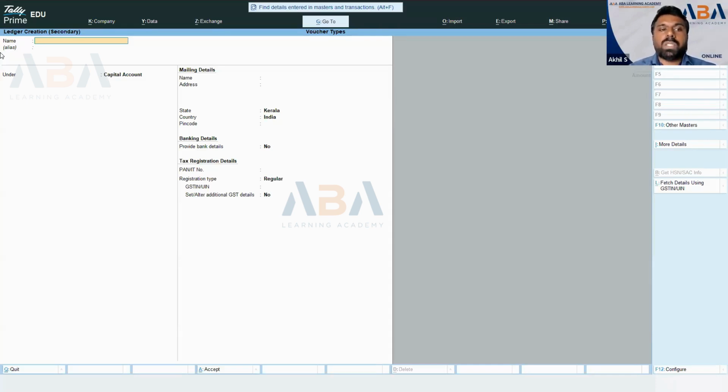This is a very user-friendly feature available in Tally, where if you cannot find a ledger, you can create it then and there. So here we are going to create electricity expense.